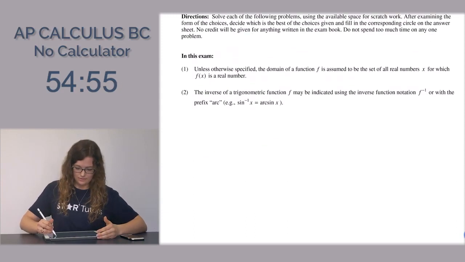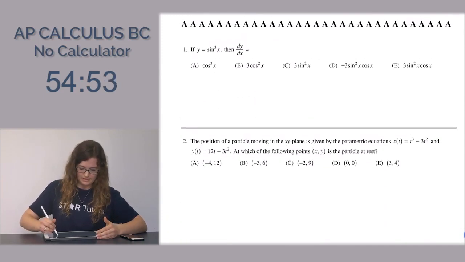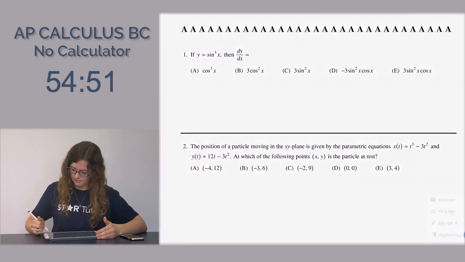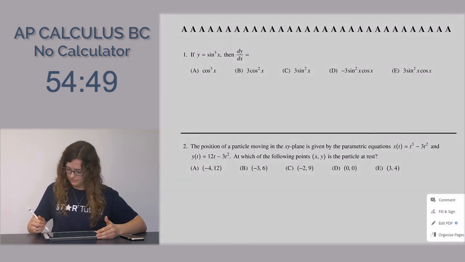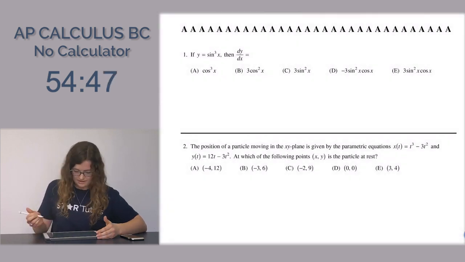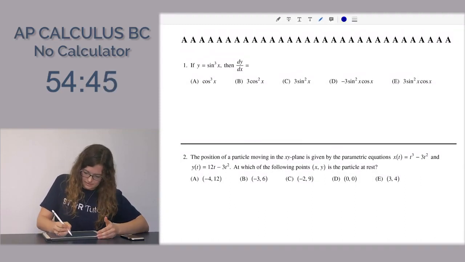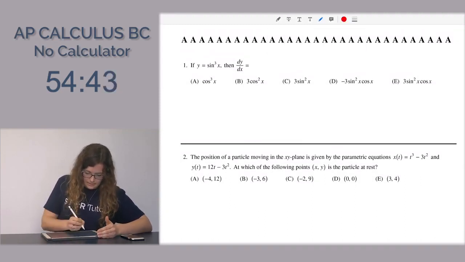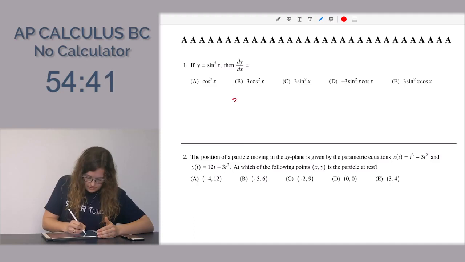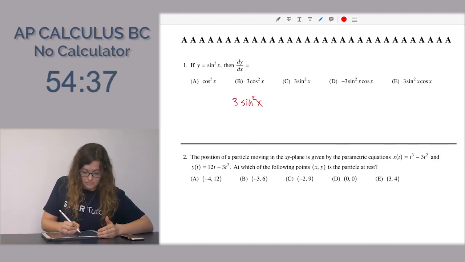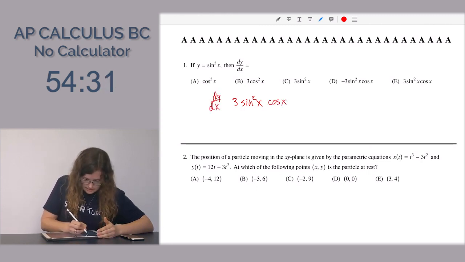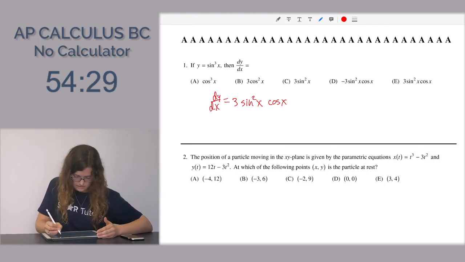All right, so the first page is always the same. Right off the bat, we've got a derivative question, our favorite. I'm going to write in red. Taking the derivative, we've got 3 sine x squared, and then I have to remember the chain rule to multiply by the derivative of sine, which is cosine. So I get dy/dx is this, which I notice is E.